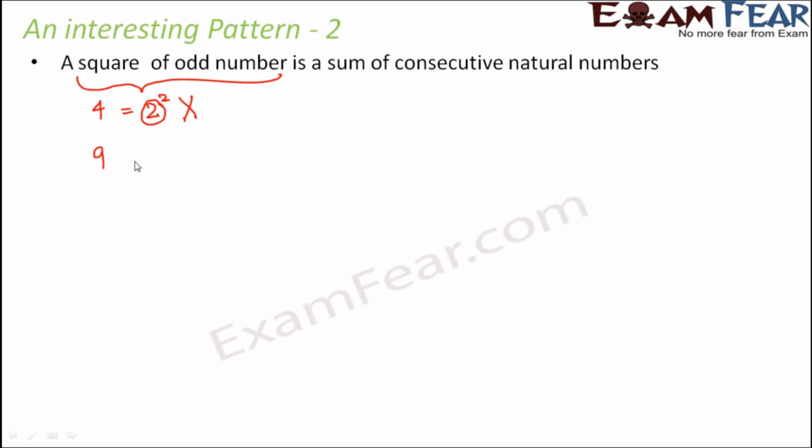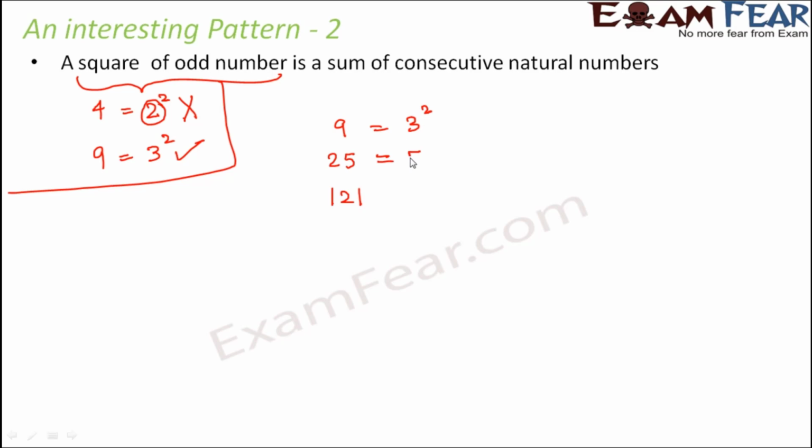Is 9 a square of an odd number? 9 is 3 square. So 3 is an odd number. So 9 is a square of an odd number. So some examples of squares of odd numbers would be 9, 25, 121. So 9 is 3 square, so it is the square of the odd number 3. 25 is 5 square, so the square of the odd number 5. 121 is 11 square, so this is also the square of the odd number 11. So these are all examples of squares of odd numbers.